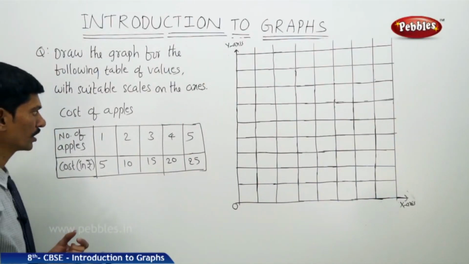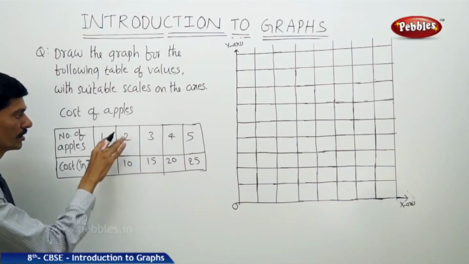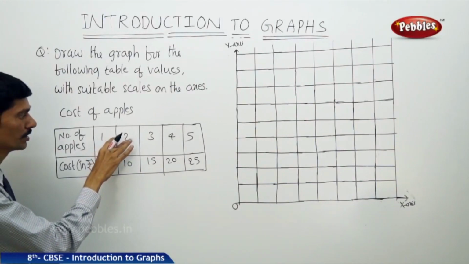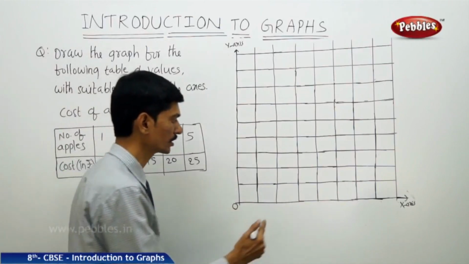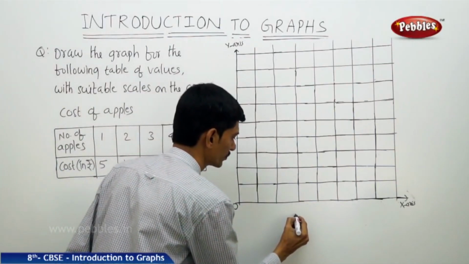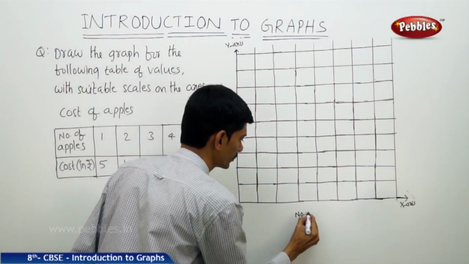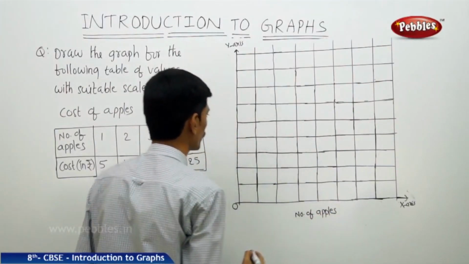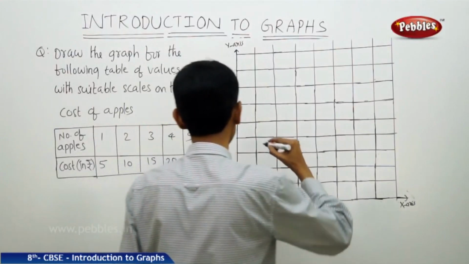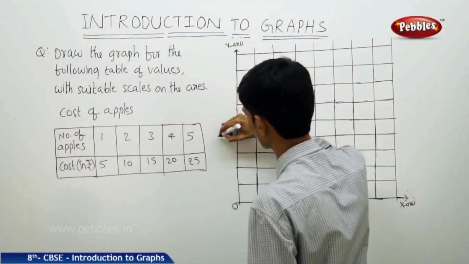Now let us show the relation between these two, the dependent and independent variable, as a graph. So on the horizontal line we will take the number of apples, and on the vertical line we will take the cost in rupees.